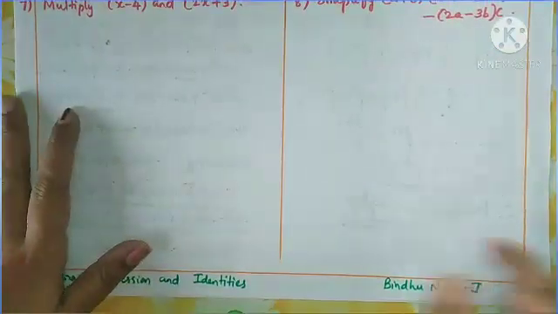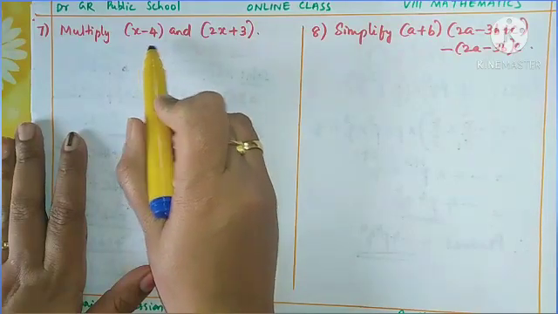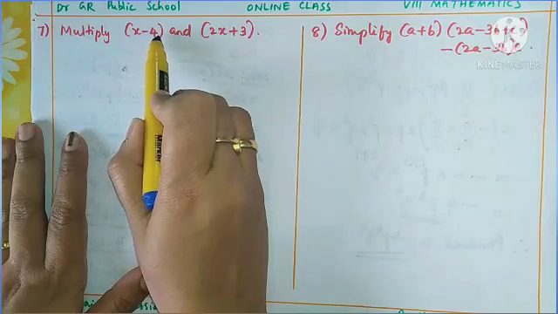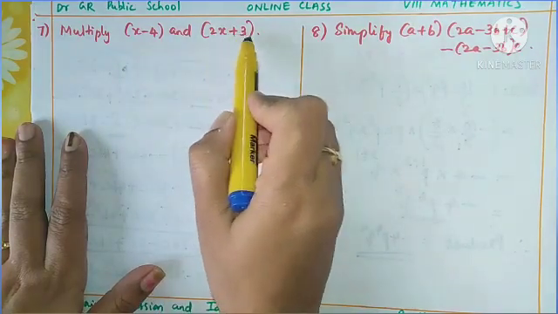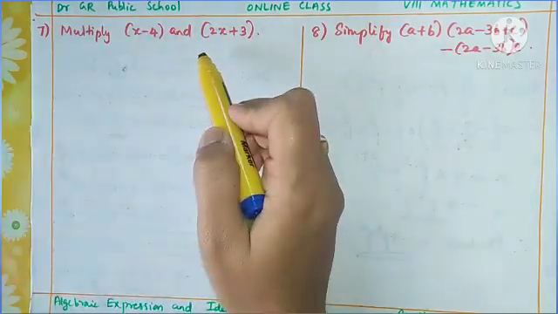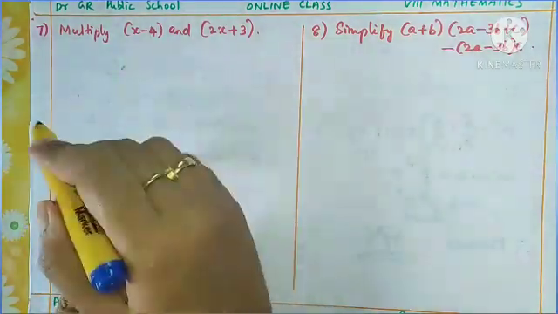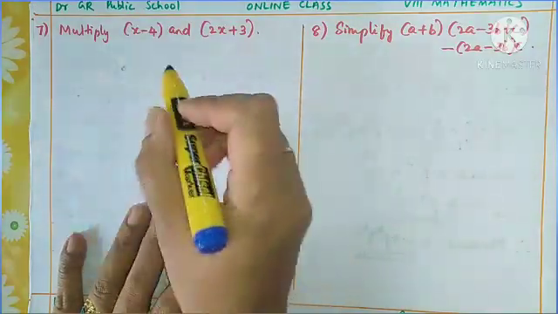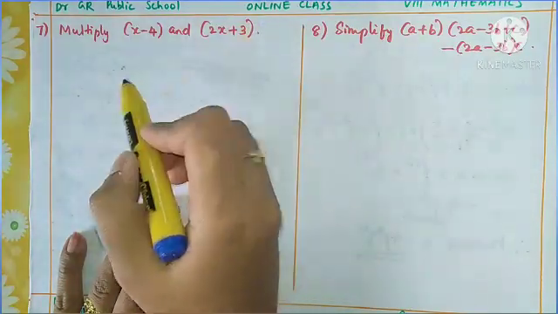Now see this question. This is multiply x minus 4 and 2x plus 3. So here you can see x minus 4, this is a binomial, and 2x plus 3, this is also having two terms, binomial. So binomial multiplied by binomial, it is very easy. In the previous class, you studied that by FOIL method we can multiply the two binomials, correct? What is FOIL method?